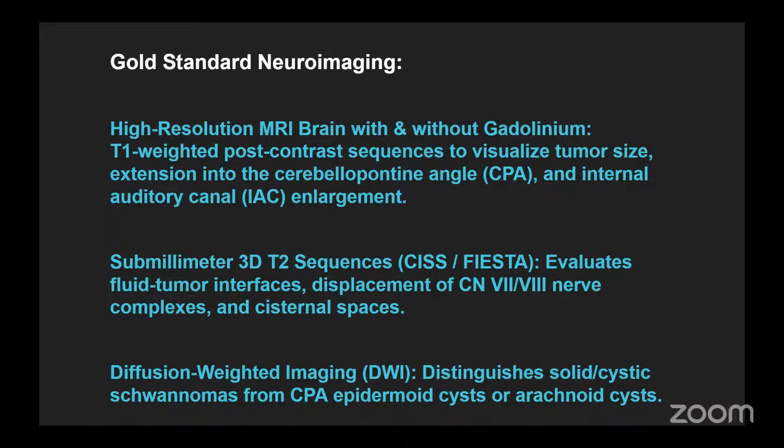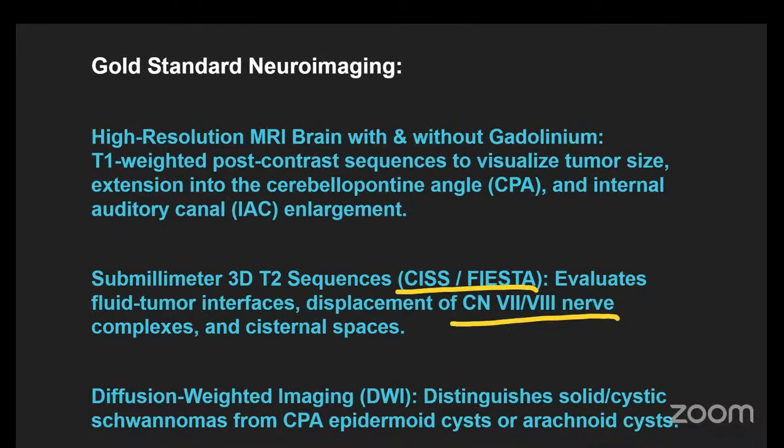When we talk about gold standard neuroimaging, we all know that we will need high resolution MRI brain with and without contrast. And if you have access to it, if your institute has it, ideally you should have CISS or FIESTA imaging. Why? Because this sequence is going to be specific for all the neurovascular bundles around there. And you would need a DWI sequence primarily to differentiate it from CPA other differentials like epidermoid cyst or arachnoid cyst. You usually would not need DWI primarily for this, but it's a good sequence to have on hand.